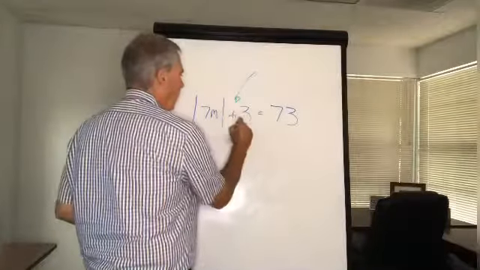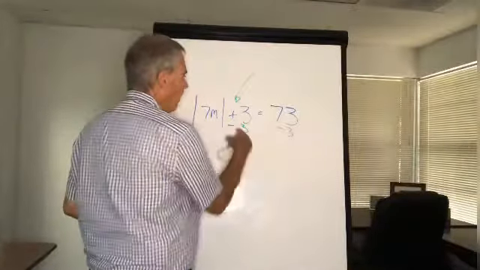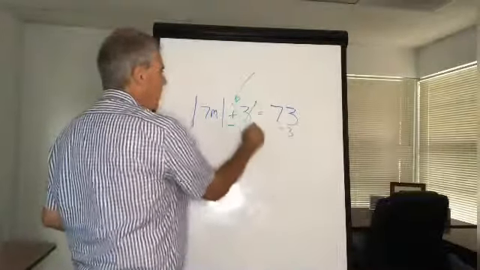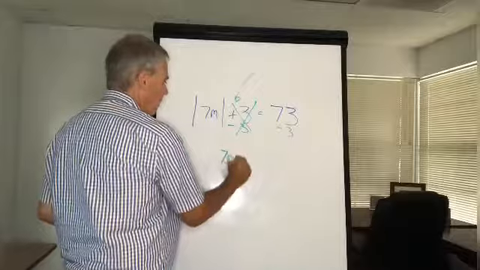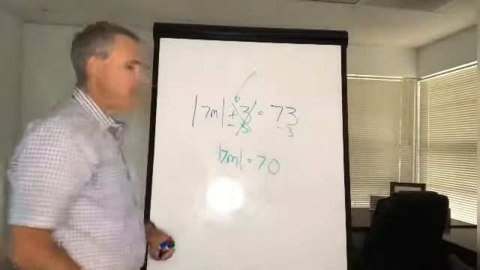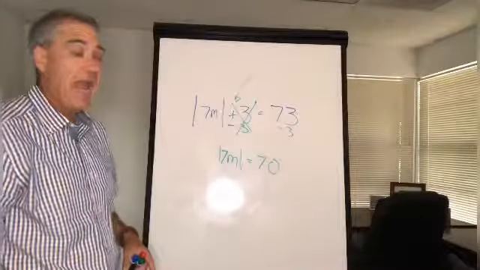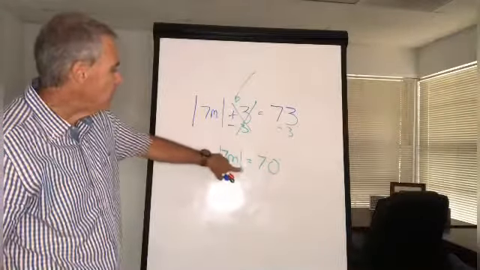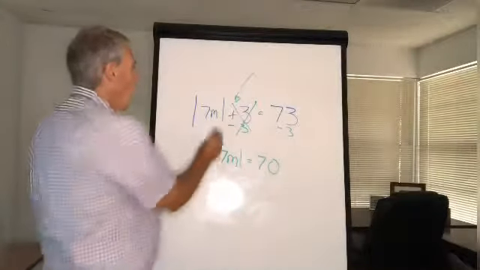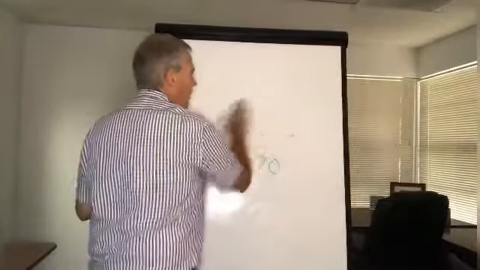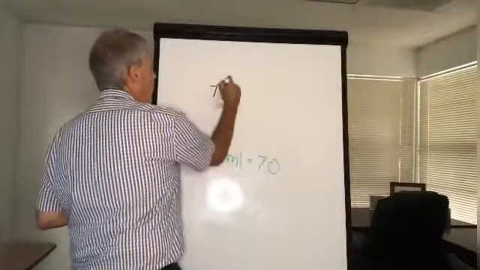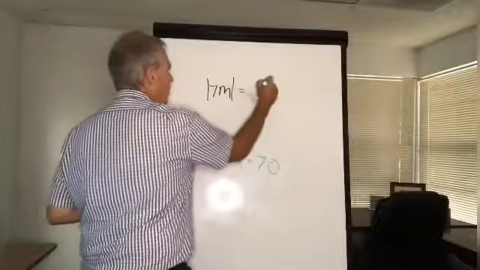So, again, both sides minus 3. The opposite of a plus 3 is minus 3. These will cancel each other out. 73 take away 3 is easy, 70. And now that we have the absolute value all by itself, now is when we can do our two arrows. So we have the absolute value of 7m is equal to 70.